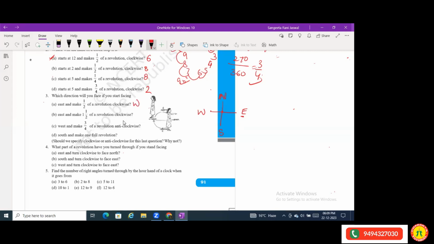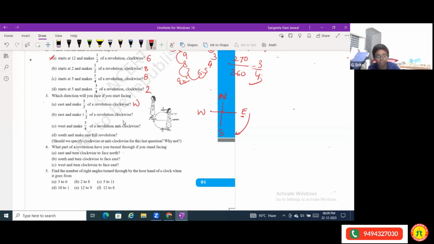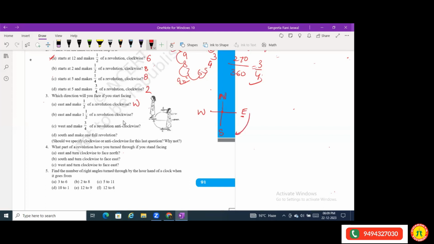Now, if you are facing towards east and you make 1.5 revolutions in the clockwise direction. Ma'am, west. Okay, in the clockwise. So 1.5 means one complete revolution, coming back to the same point, and then take half the revolution. That's west. Now you are facing towards west, standing here only.